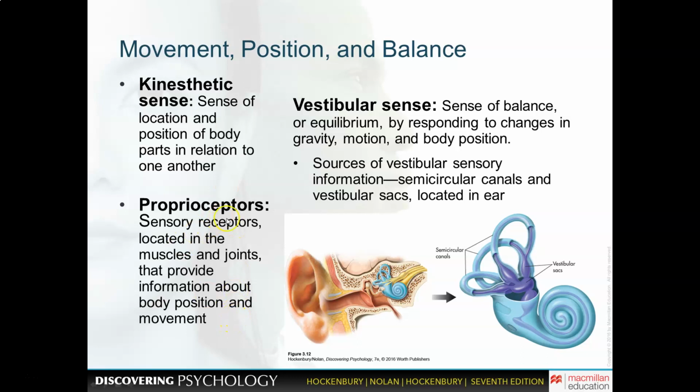Then we have what's called our proprioceptors. Those are sensory receptors located in our muscles and joints that provide information about body position and movement. So when we are experiencing kinesthetic sensory processing, it's our proprioceptors that are telling our brain exactly what position our bodies are in and where they're located.